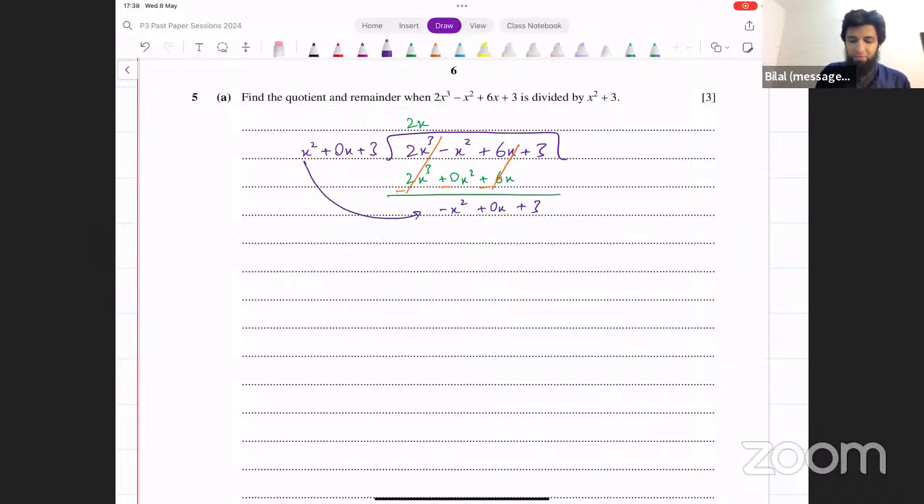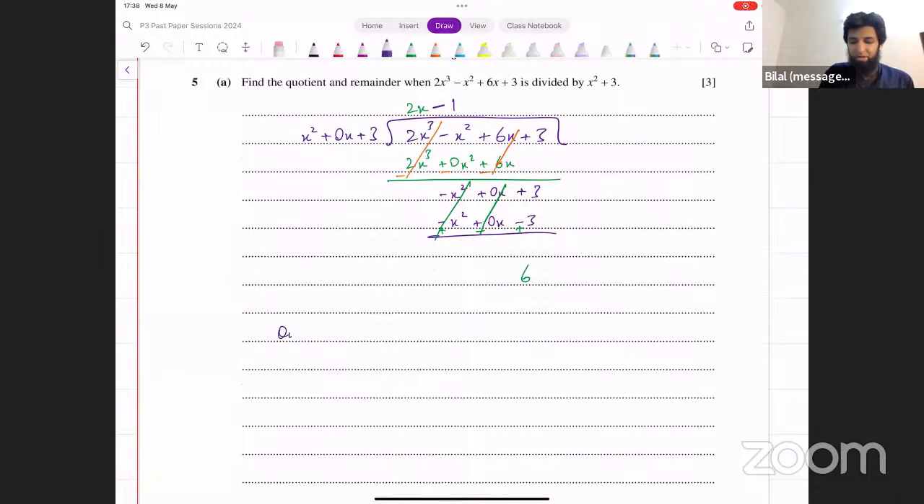Now what do you multiply x squared by to get minus x squared? You multiply it by minus 1. Minus 1 into this thing, that gives us minus x squared plus 0x or minus 0x. It doesn't make any difference. Minus 3. Okay, now change the signs again. It becomes plus, minus, plus. This gets cancelled. This also gets cancelled. And we're just left with 6 at the end. So we have to write down the quotient and remainder, right? So what's the quotient? Quotient is going to be 2x minus 1, and the remainder is going to be 6. That's what you had to do in the first part.